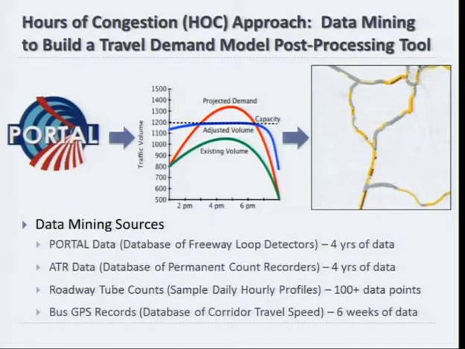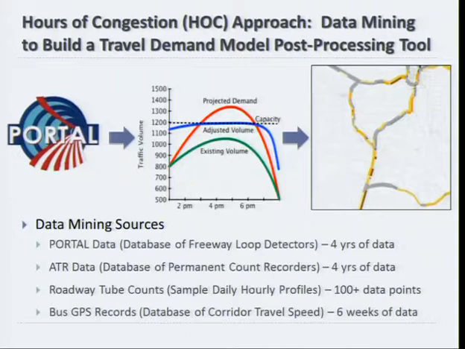We also wanted the output of this to replicate reality and be based in reality, not just some theoretical model. So what we did was we looked at real-world data from ATR and from PORTAL. We got about 4 years of data from the PORTAL system, 4 years of data from ODOT's ATR database. We got some tube counts. We got some other data.